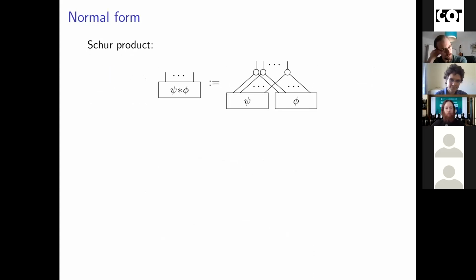For that, we require this thing called the Schur product. The Schur product of two quantum states is just an element-wise product. So if I have two-qubit states, or four elements, I just multiply each of these four elements in turn. And this is represented in this way in our calculus, just applying these Z spiders to each of the entries in turn.